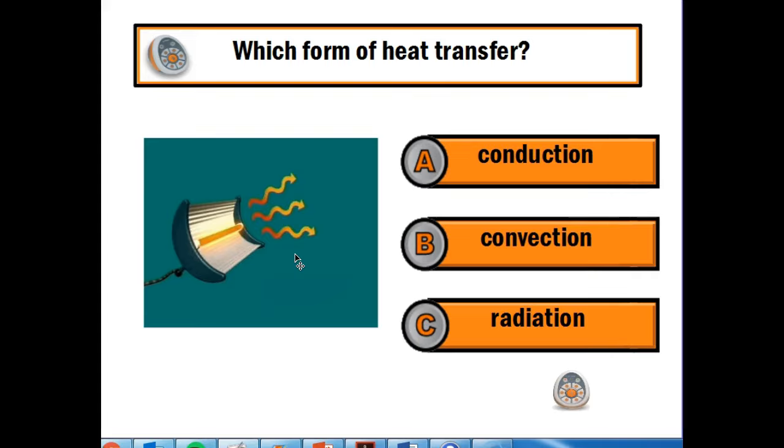Yes, this one's radiation. The heat from this heater is radiating out in all directions through empty space. You would feel the heat coming off of it even before you got right next to it. Now, let's go to the next one.